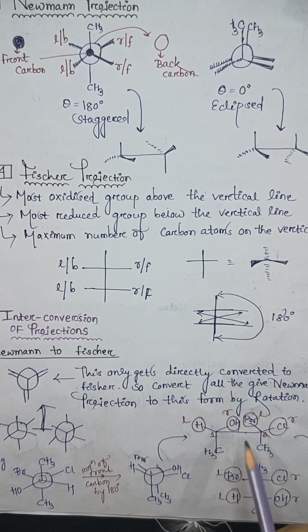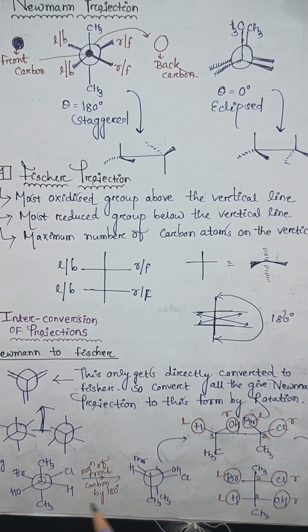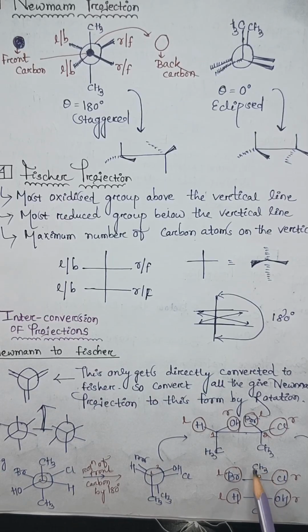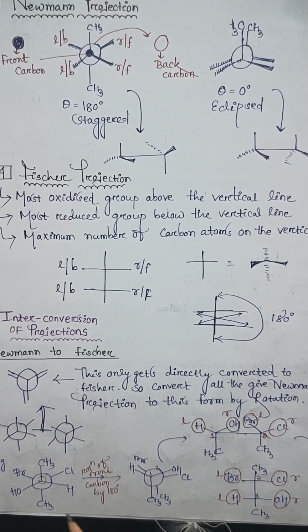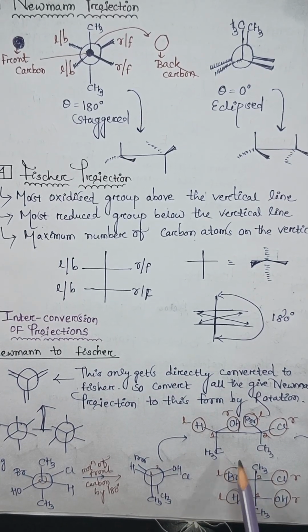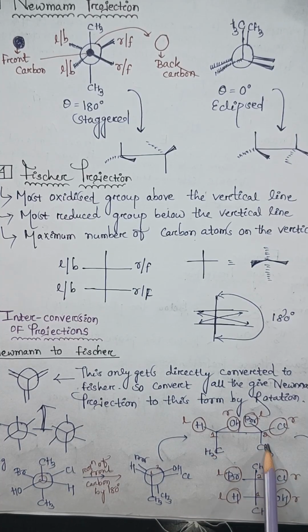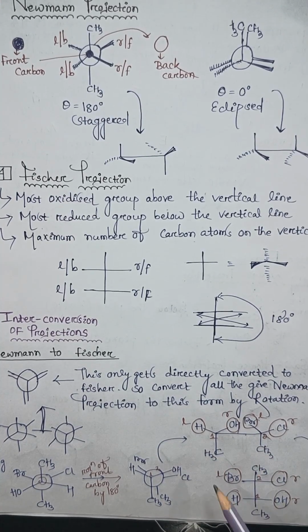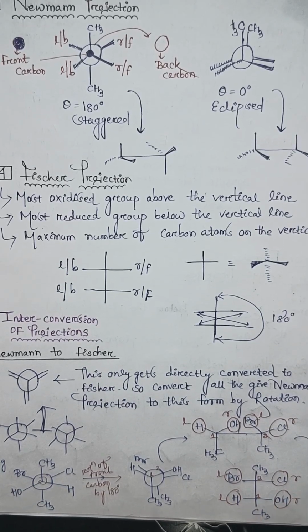So this is the front carbon, this is the back carbon. We know in Fischer projection the maximum number of carbon atoms should be on the vertical line. So by rotating through such an angle, we have to bring the maximum number of carbon atoms onto this vertical line, which is there in this molecule. So we can directly convert this to Fischer.